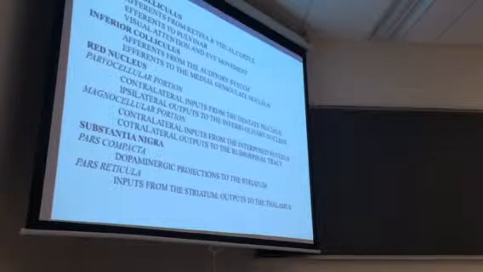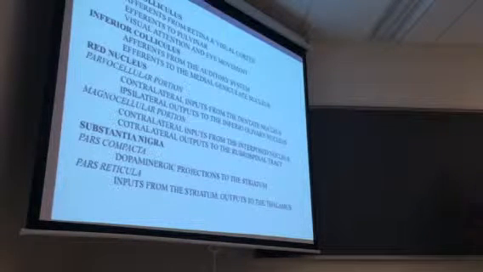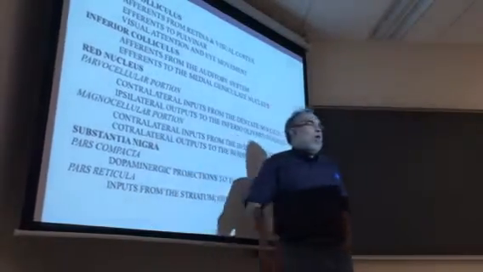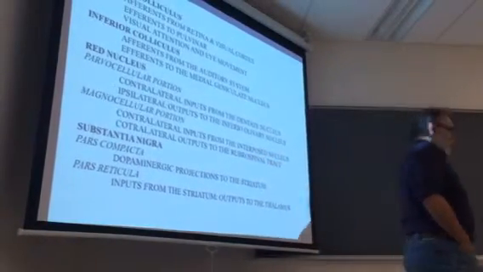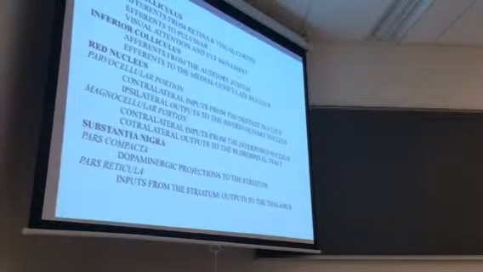Pars reticulata of substantia nigra receives signals from the striatum and has outputs to thalamic nuclei. So now we have signals going from substantia nigra to the striatum, signals coming back from the striatum to the substantia nigra. That's going to go on to the thalamus. This is a critical set of movement pathways. This is what allows you to make smooth movements.